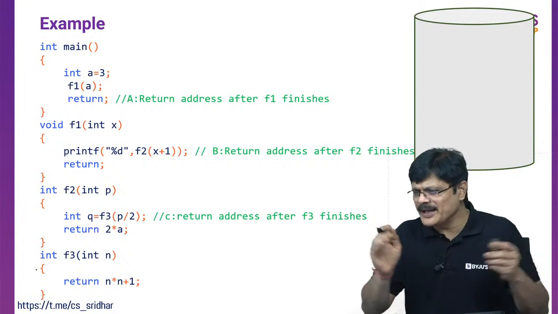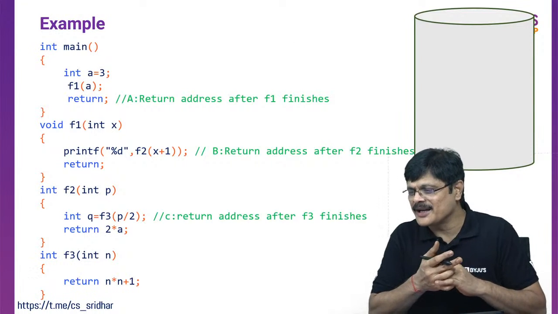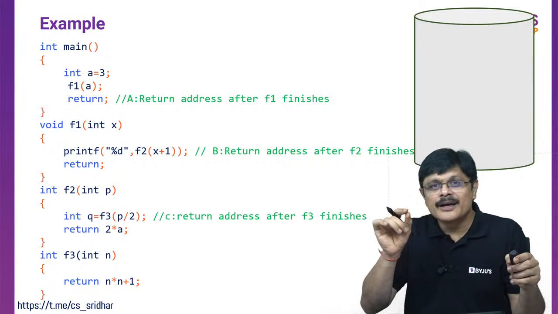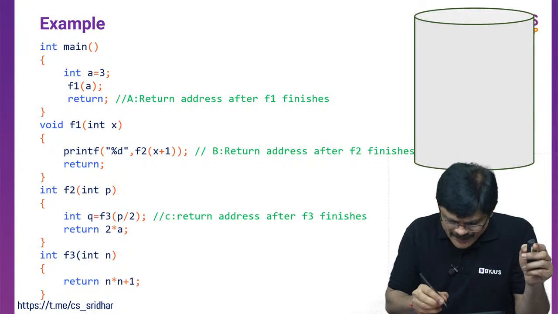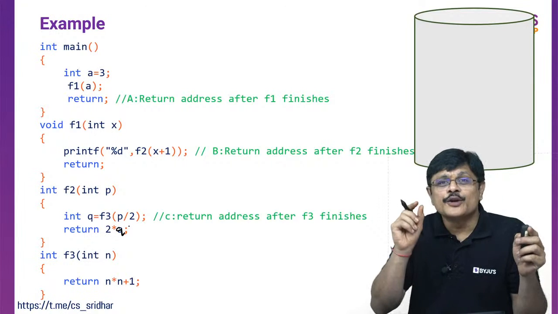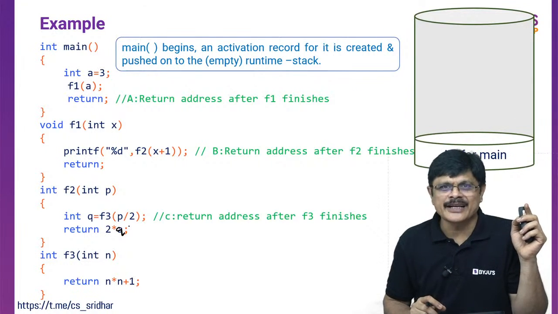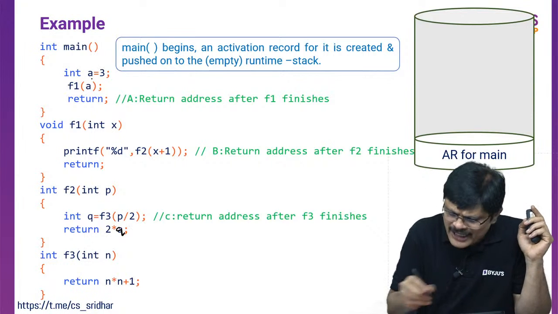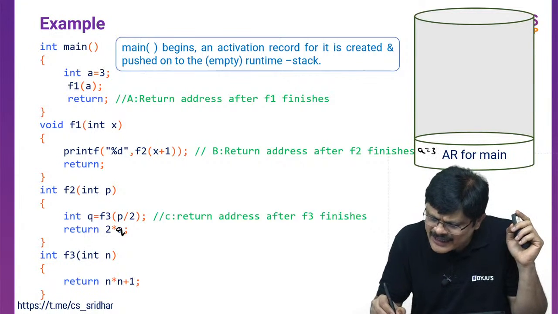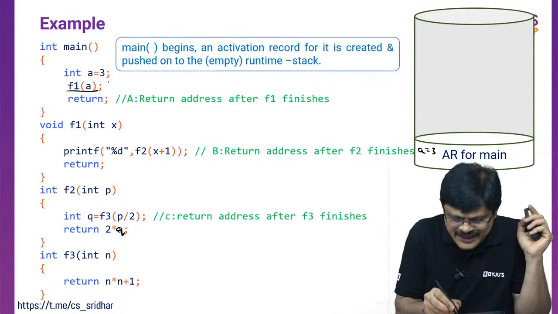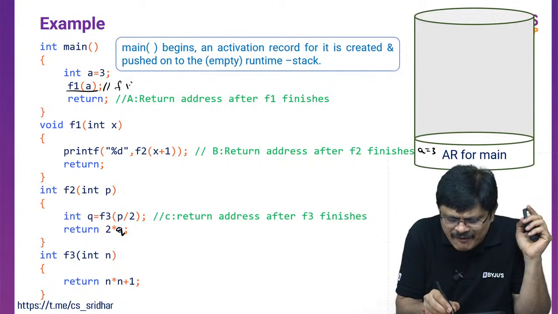Now let me answer Abhay. Sir, Abhay, see this. Now look here, sir. You call the main function. Its activation record is created and pushed onto the stack. So in main, what is there? Only a variable is there and the value of that is 3. And you call this particular function f1 of 3. That is, f1 you called.